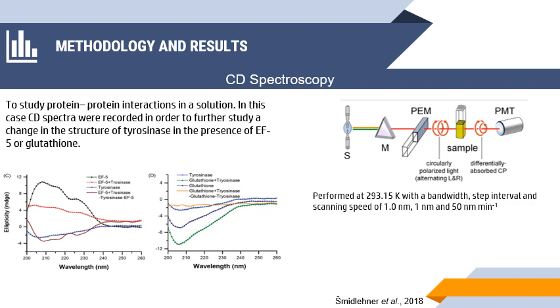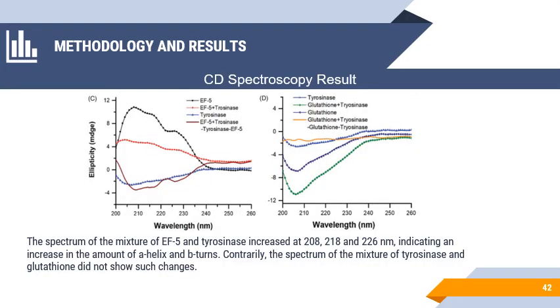The CD spectroscopy was performed at 293.15 K with a bandwidth, step interval, and scanning speed of 1 nanometer, 1.0 nanometer, 1 nanometer, and 50 nanometers per minute. From the CD spectroscopy, we can find that the spectrum of the mixture of EF-5 and tyrosinase increased at 208, 218, and 226 nanometers. That is indicating an increase in the amount of alpha helix and beta turns. Contrarily, the spectrum of the mixture of tyrosinase and glutathione didn't show such a change.